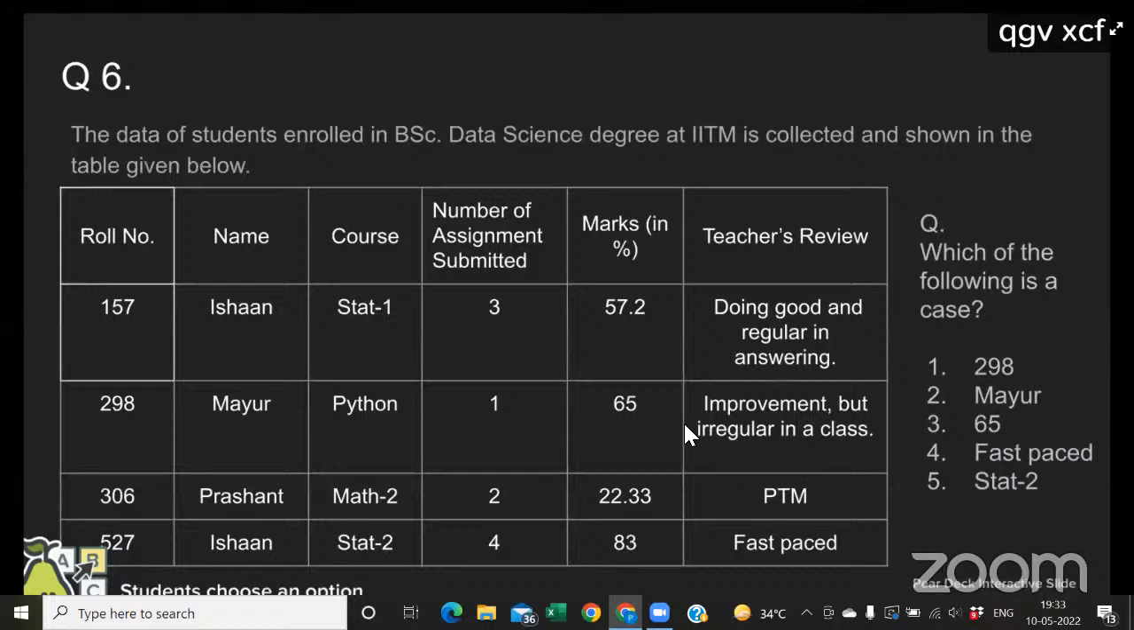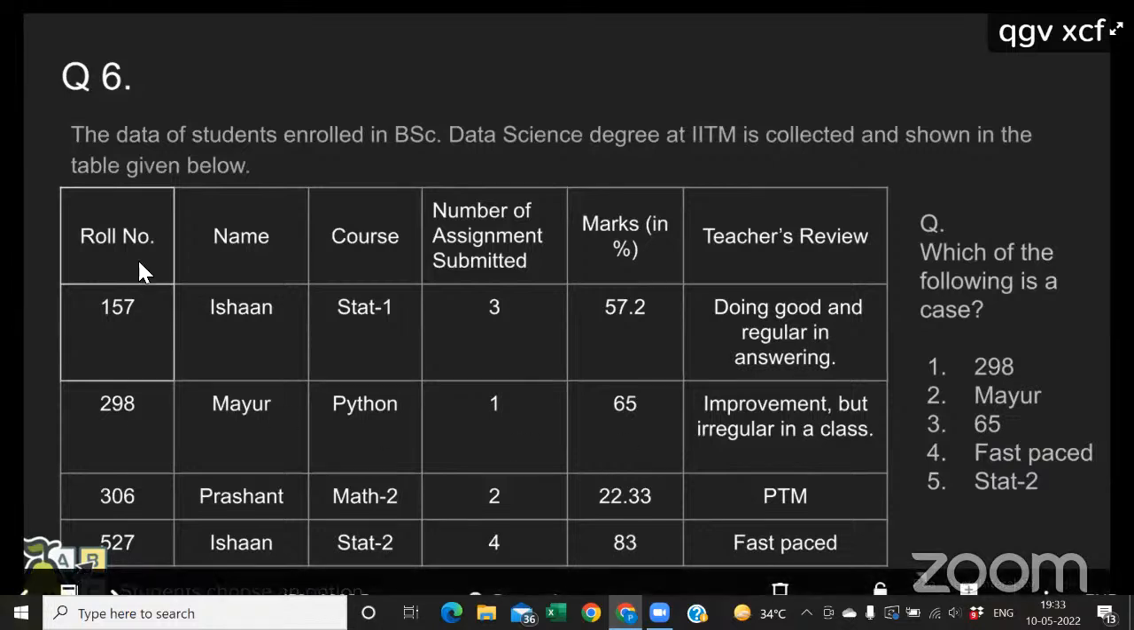What is the case? A case is a unit from which the data are collected. Remember, a row represents a case. Second, cases are unique. Suppose there is no column of roll number, and the table starts from the name and course columns. Then name is repeated; I mean, there are two Ishan.